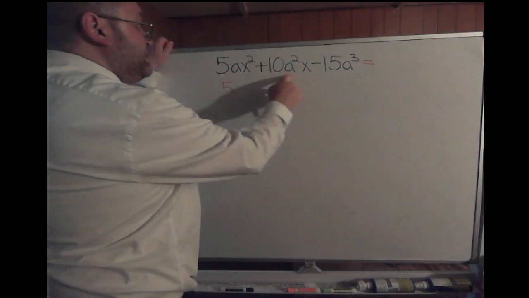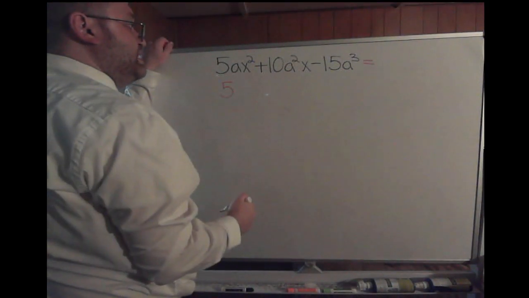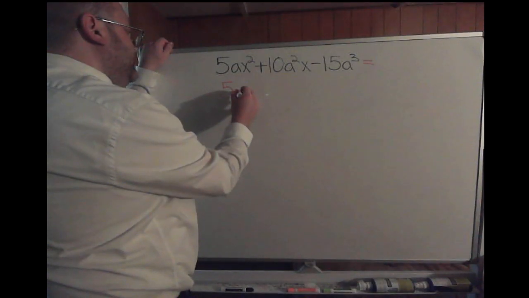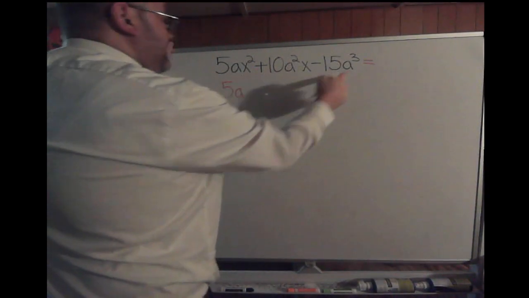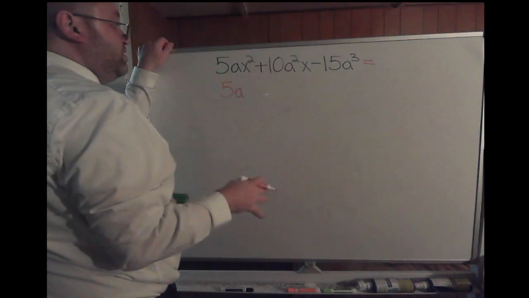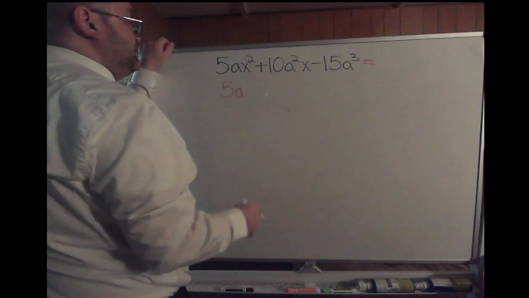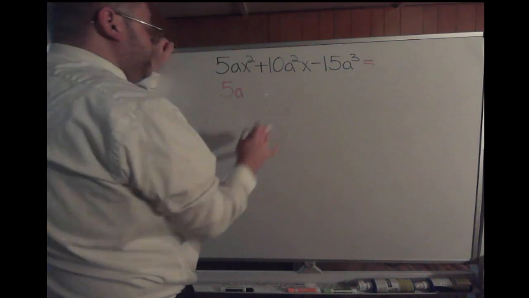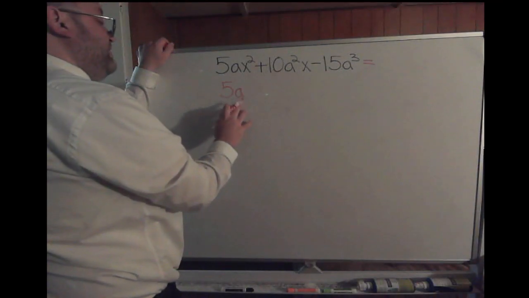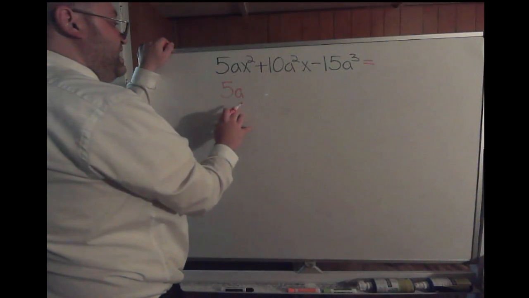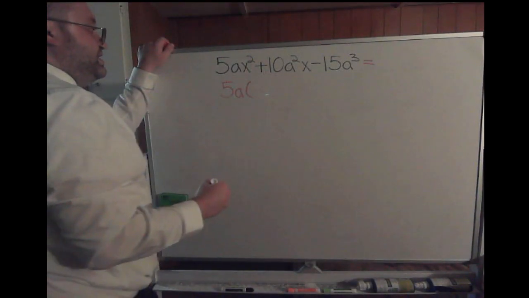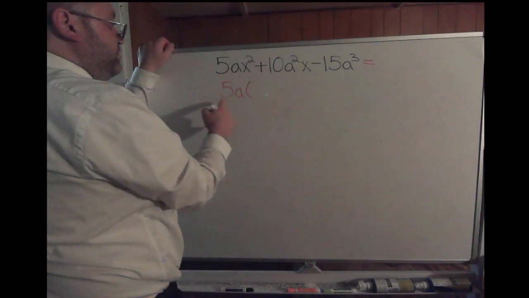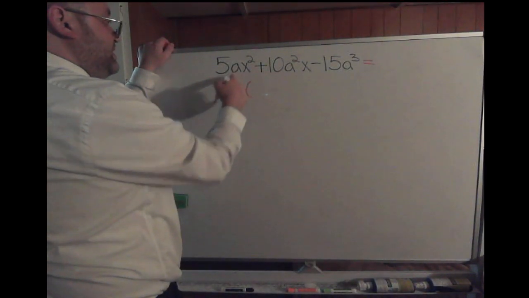Between a to the second, and a to the third, what's your greatest common factor? That'd be a. Now, not all three terms have an x term, so we can't factor out an x. All three terms would have to have one. So your greatest common factor for these three terms is simply 5a. Now you're going to form your parentheses. 5 times what equals 5? 1. A times what equals a? 1.